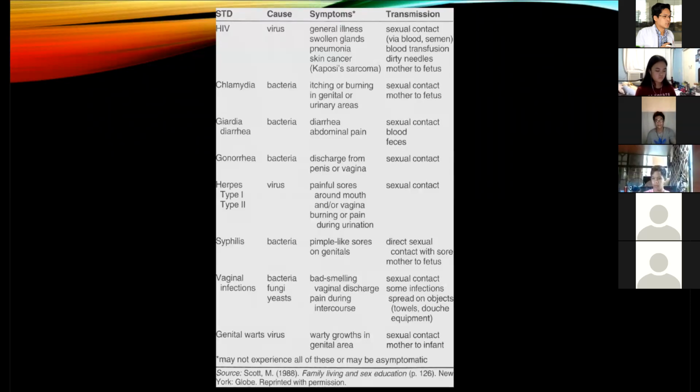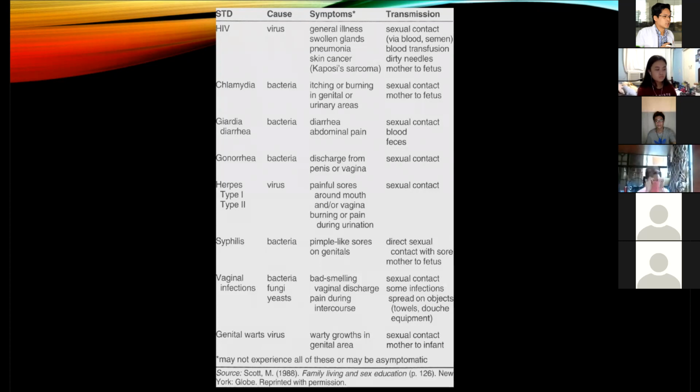Let's move now to herpes. Herpes is a virus, okay? Viral in nature. We have two types of herpes: type 1 and type 2. What are the differences? The difference is the source.